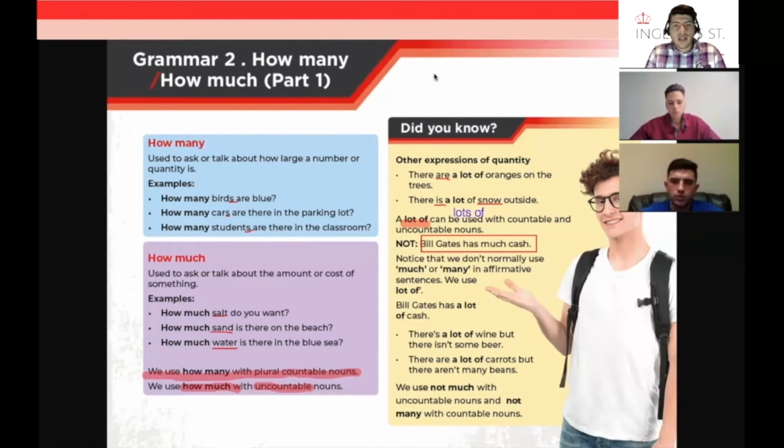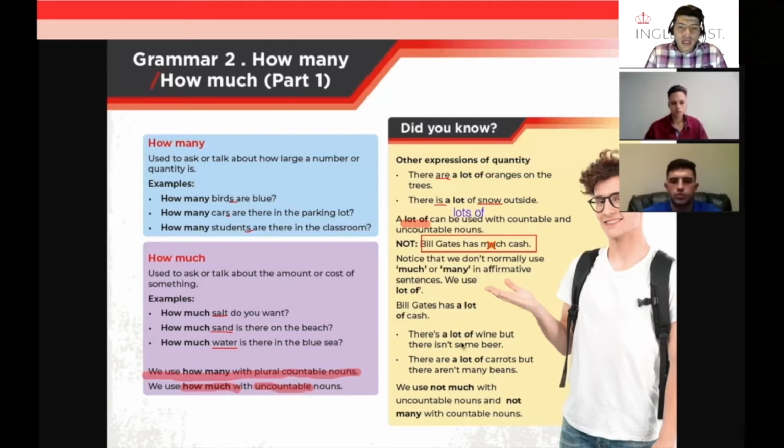Entonces, cancelamos este much, pues no se utiliza. No es correcto. Y decimos Bill Gates has a lot of cash. Notice that we don't normally use much or many in affirmative sentences. Dense cuenta que es muy raro utilizar much and many en affirmative sentences. Aquí está la forma correcta. Bill Gates has a lot of cash.